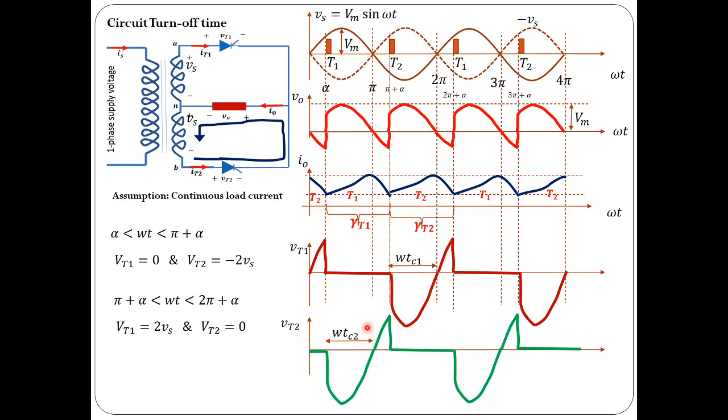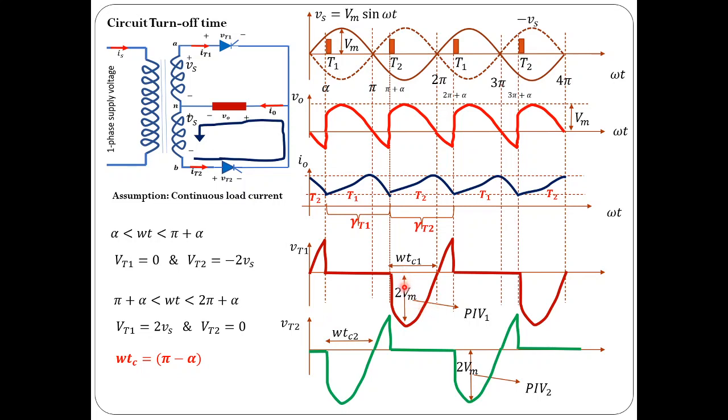So omega Tc2 is the circuit turn-off period, which is also equal to pi minus alpha. If you measure this phase angle, it is 2 pi minus (pi plus alpha), which is pi minus alpha. Similarly, this instant corresponds to pi and this instant corresponds to alpha. So the period during which negative voltage is applied across thyristor 2 is pi minus alpha, and omega times Tc is equal to pi minus alpha.